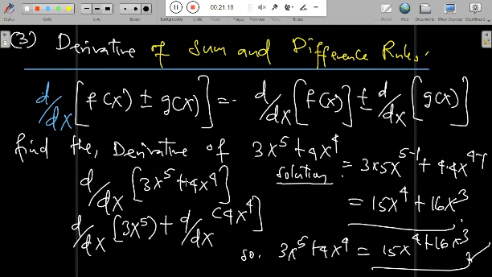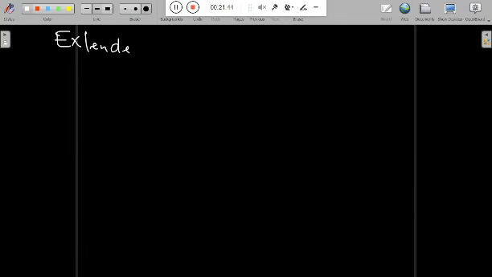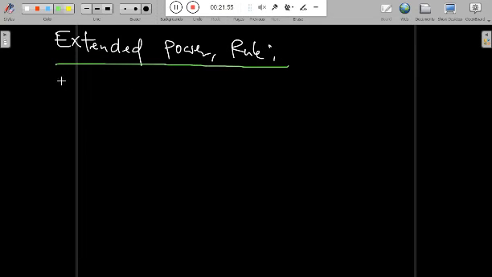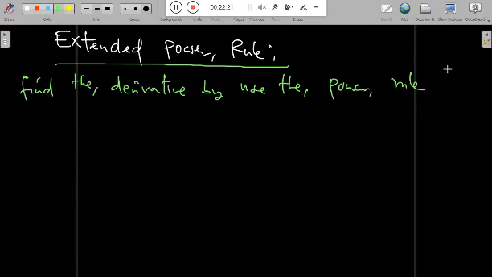So after understanding that, let's come and look at how we can find the derivative by using the power rule for a given fraction function. But also before that, it must be better we talk about the extended power rule. For example, you're required to find the derivative by using the power rule on a given function.